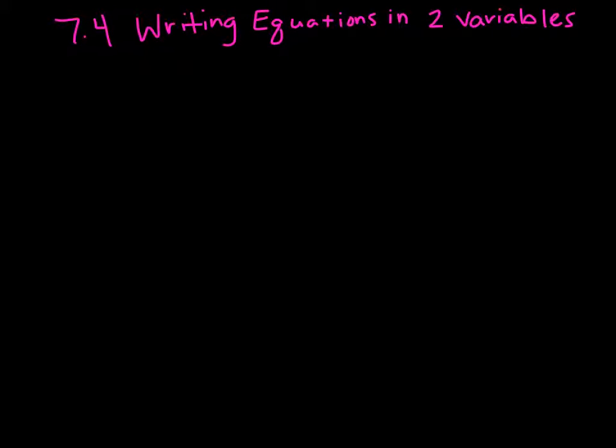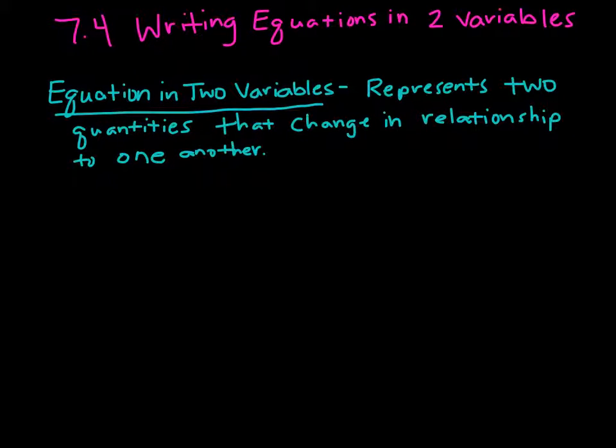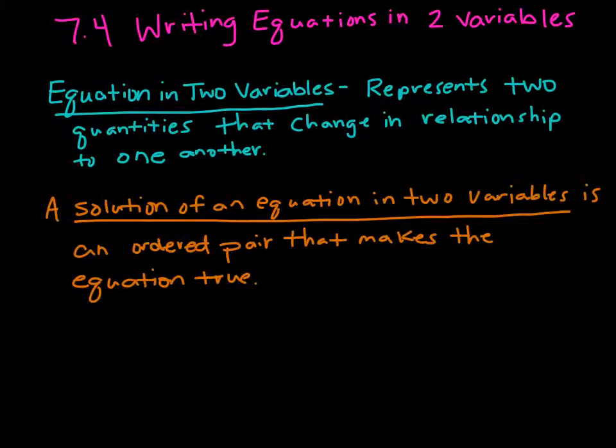7.4 is writing equations in two variables. Our first term is equation in two variables. So it means basically it's representing two quantities that change in relationship to one another. Another term: a solution of an equation in two variables is an ordered pair that makes the equation true.